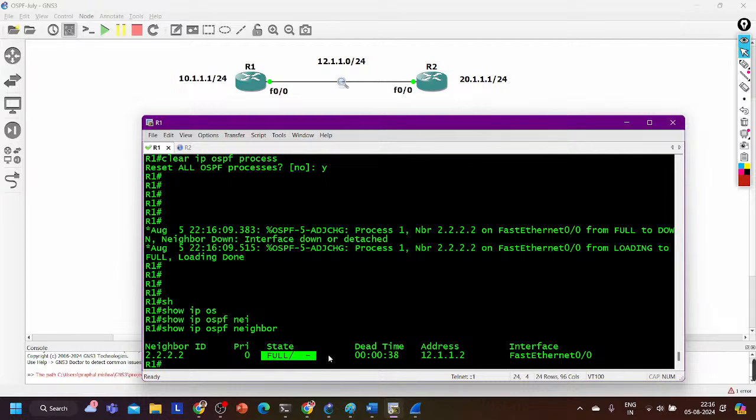Earlier it was taking time. So that's why network type is most important, and it depends on the scenario. By default the network type on a Fast Ethernet link is broadcast, but if you are connecting two routers together, then the network type should be point to point. We'll see the reason, everything step by step. Don't worry, we will have one separate session on network type. So this is also one neighborship parameter.